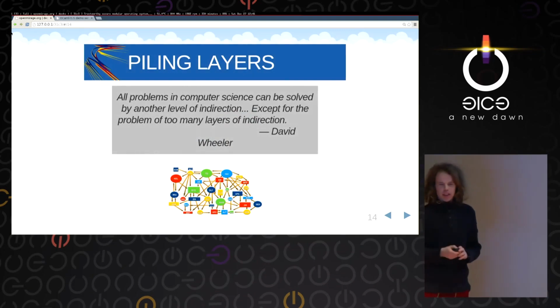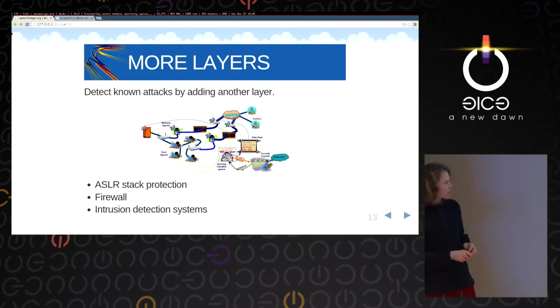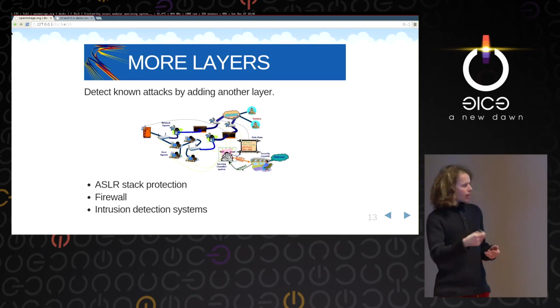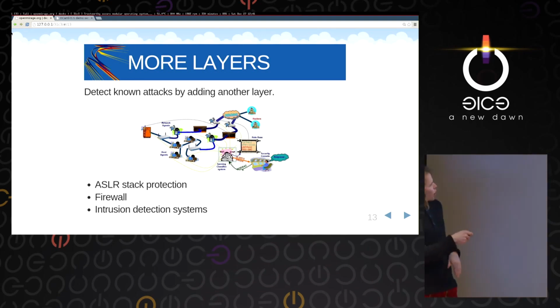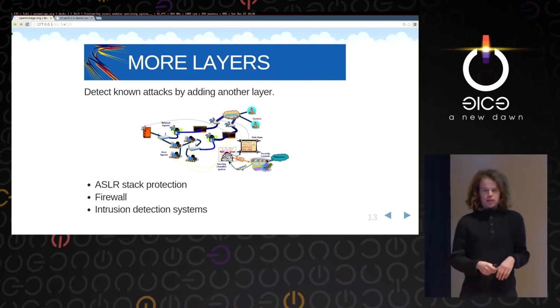So that's the other approach, which is to just stack on layers and layers and layers, because each problem in computer science can be solved by adding another layer. And the problem is your setup gets really, really complex. Such layers are, for example, stack protection or firewalls or intrusion detection systems. And the problem here is really that all these layers are also software, and they are part of the trusted computing base. So they need to be trusted. And there have been vulnerabilities in firewall implementations and intrusion detection systems, quite a bit. So you actually open up the attack vector if you add more layers.